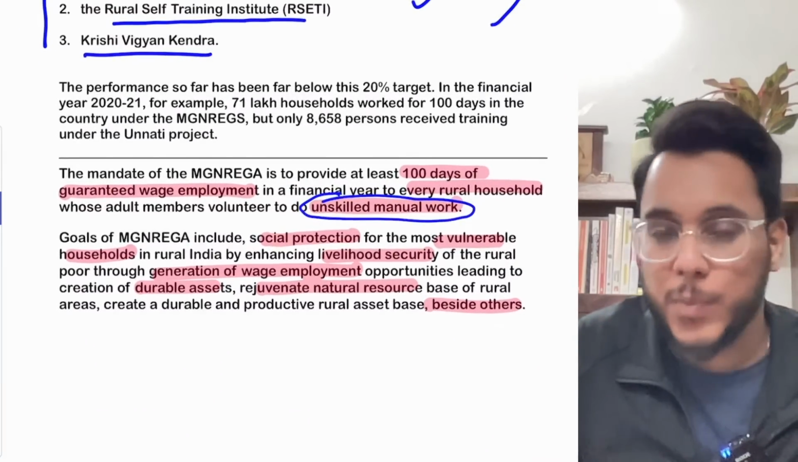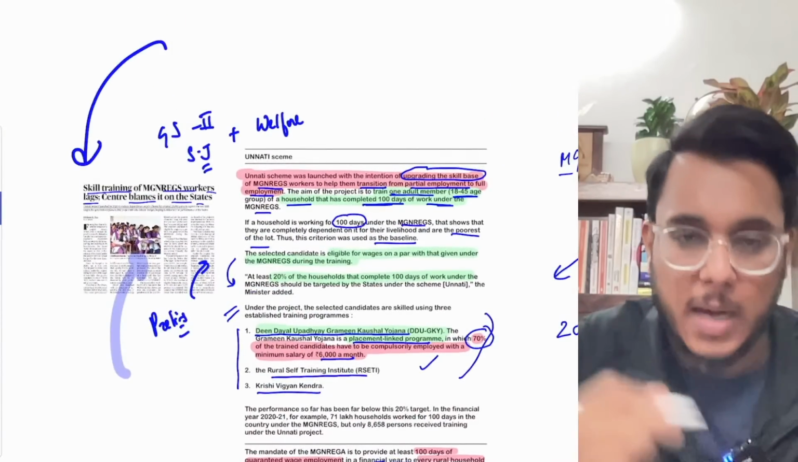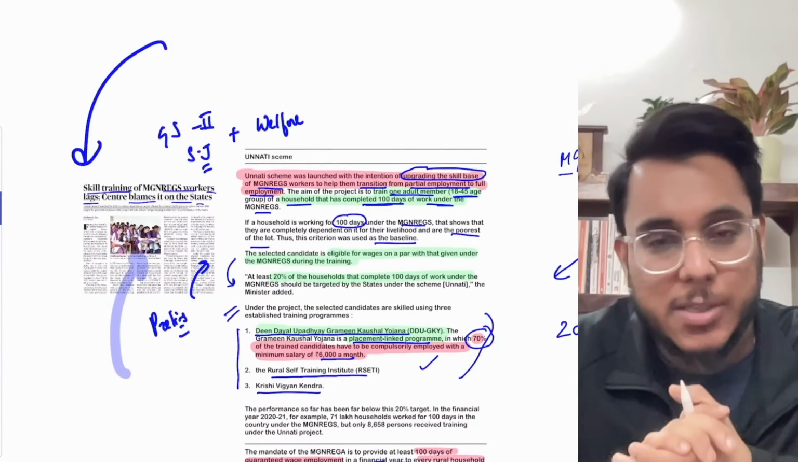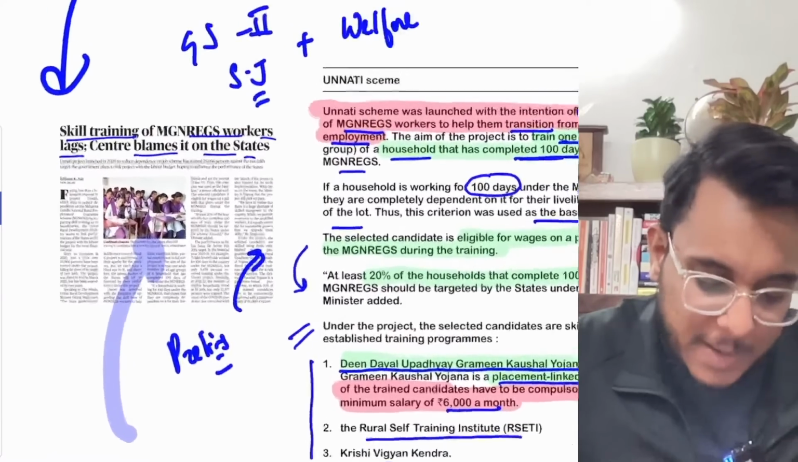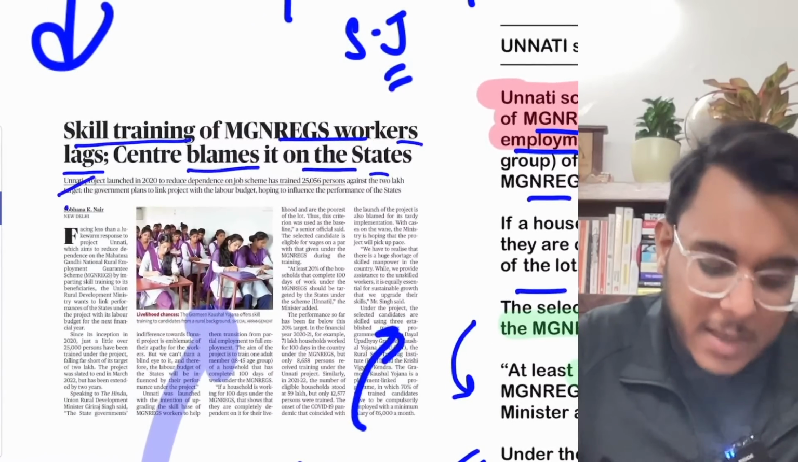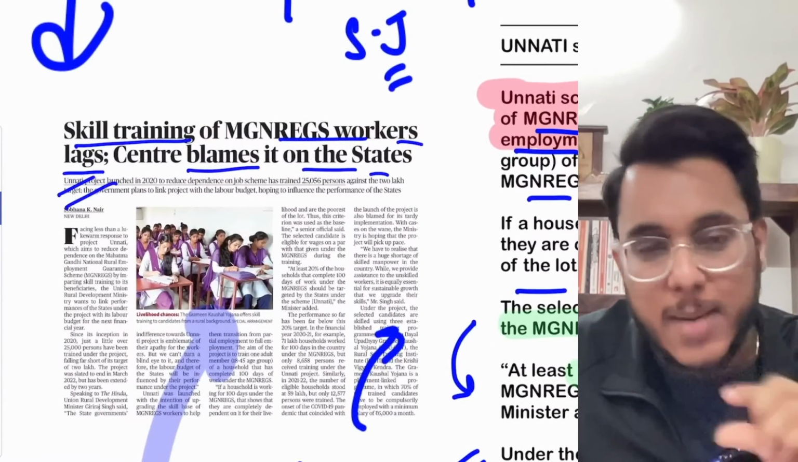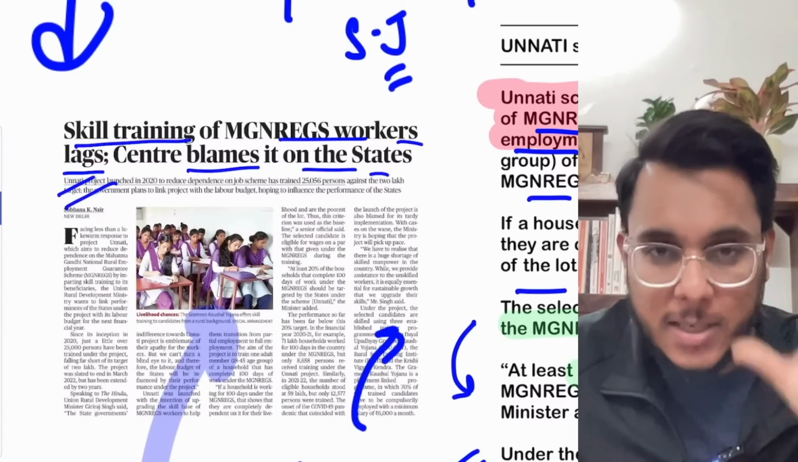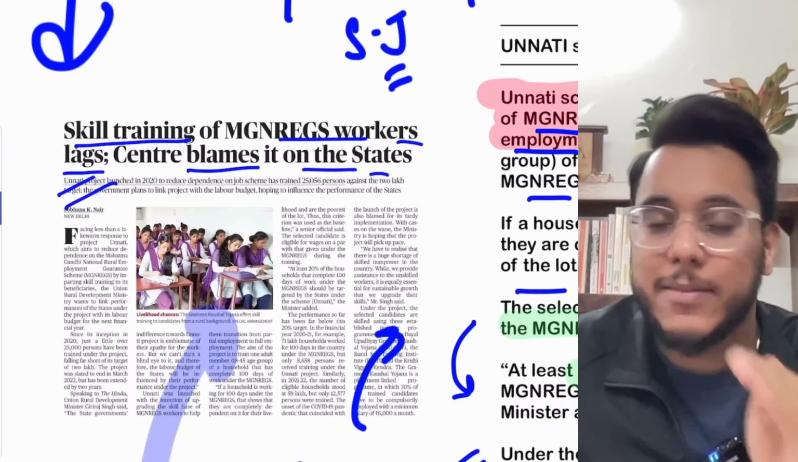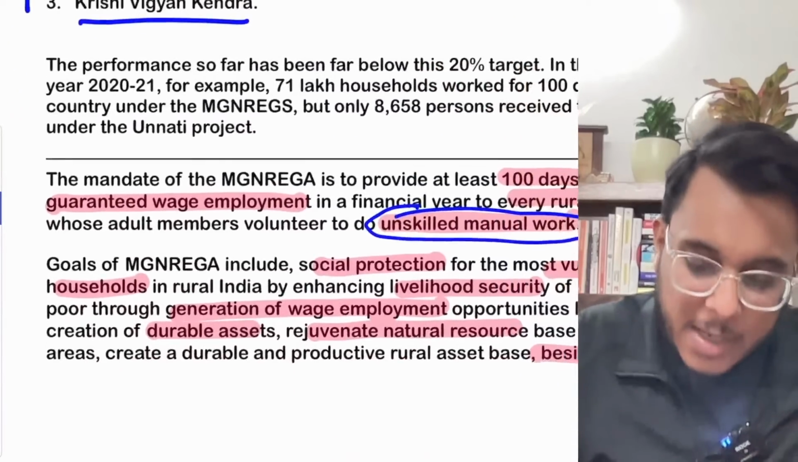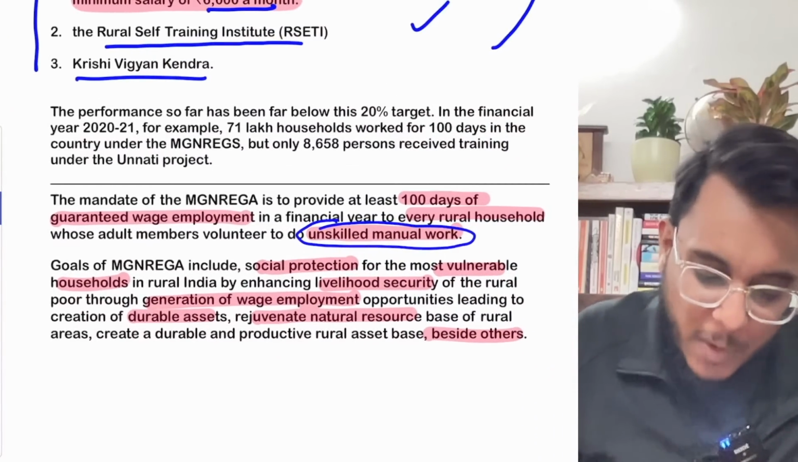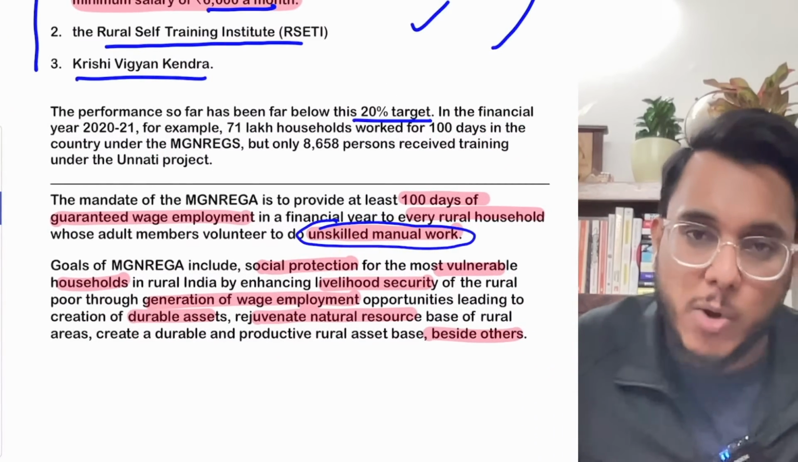Then what is this present article talking about? So guys, the present article is talking about what has happened: skill training of MGNREGA workers lags. I told you minimum 20% of the MGNREGA workers are to be sent to the Unnati. The state governments have failed to do that particular thing. So the data has been provided. It has been provided that the performance has to be 20%.